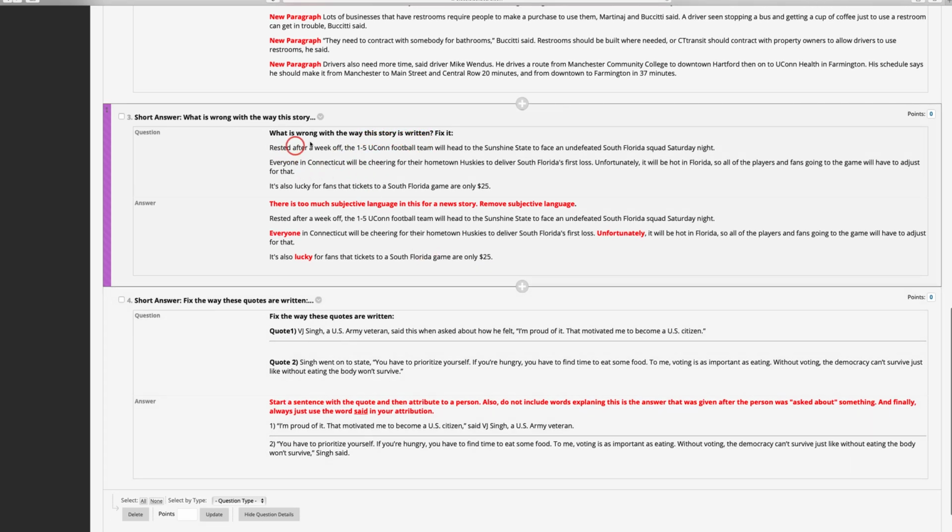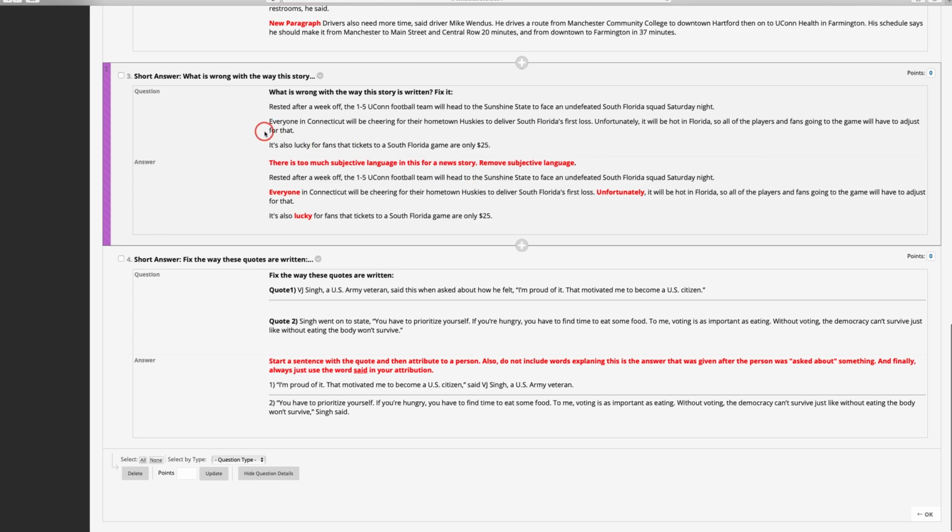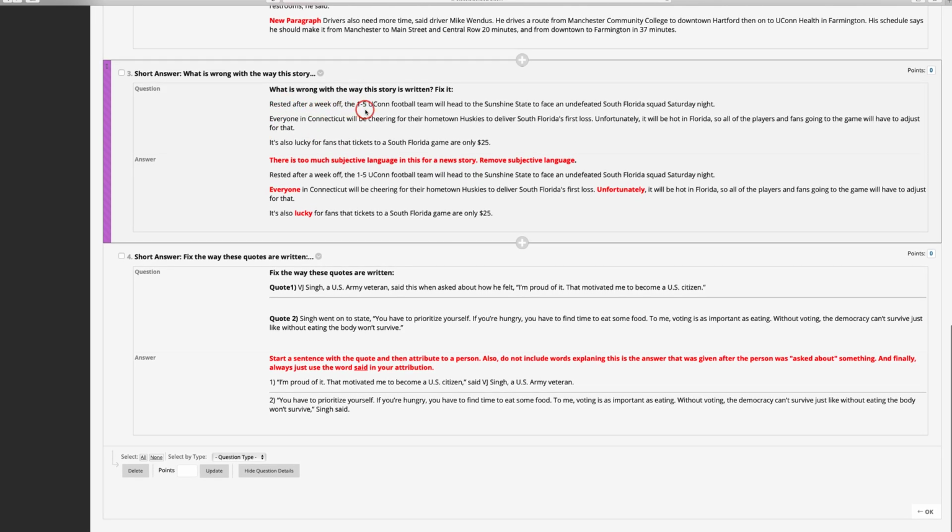Fix it. Taking a look at here, there's too much subjective language in this for it to be a news story. Remove the subjective language. So let's take a look. Rested after a week off, the 1-5 UConn football team will head to the Sunshine State to face the undefeated Florida squad Saturday night. Everyone in Connecticut will be cheering for their hometown Huskies. No. You cannot make that statement with confidence. Everyone in Connecticut. I'm not a UConn fan.